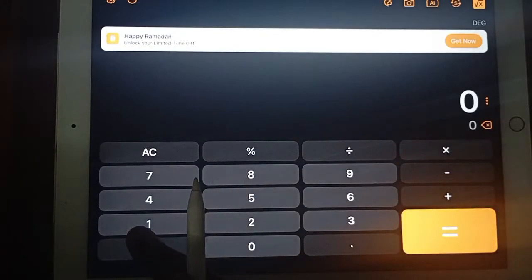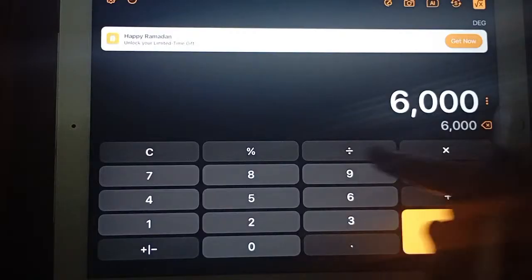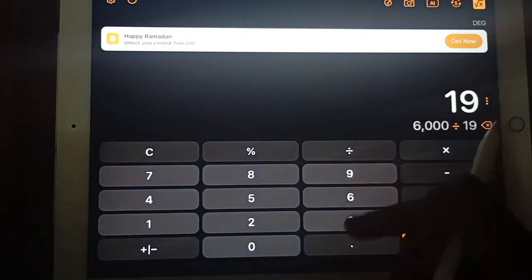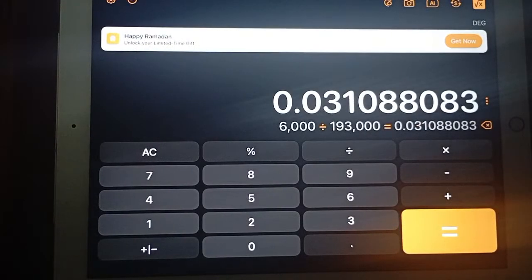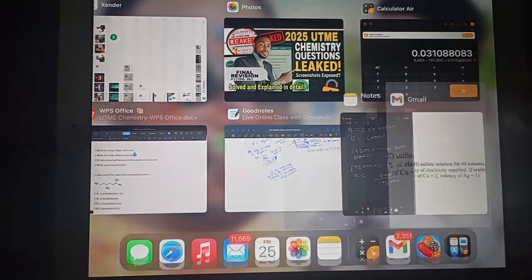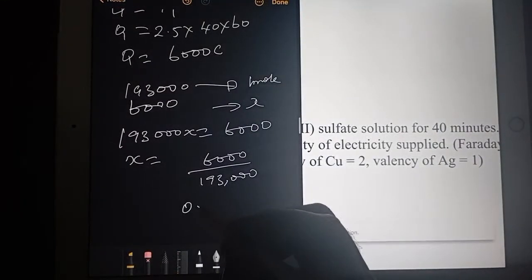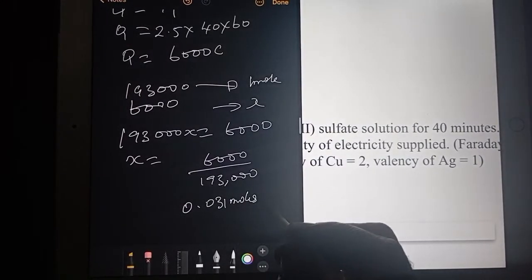So we have 6,000 divided by 193,000, which gives 0.031. So this gives us 0.031 moles of copper.